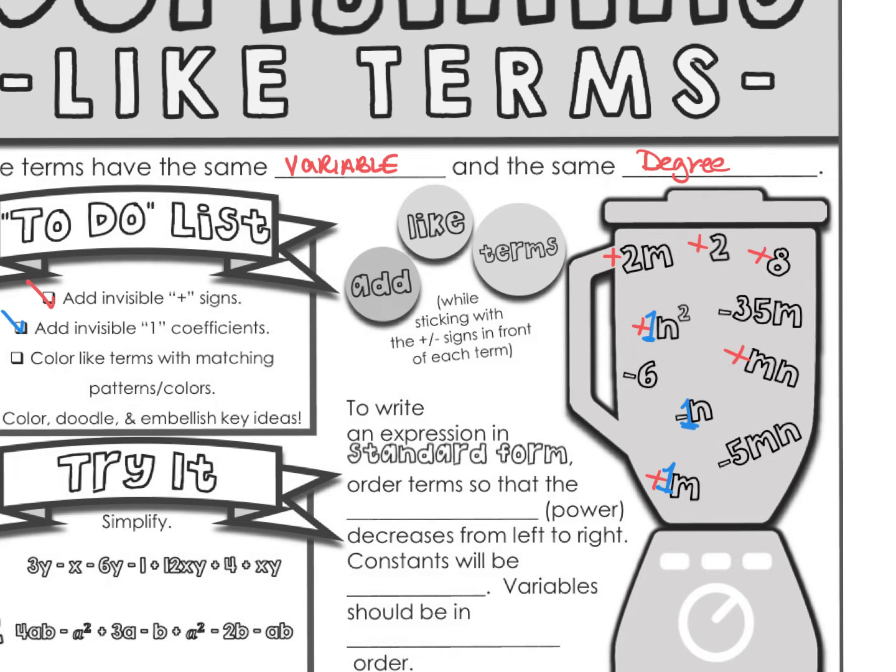Now, you, in your spare time, are going to go and color the like terms in matching patterns or colors, and then you can color the doodles and embellishments on the key ideas. So all the bubble letters. Color those bubble letters in when we're done so that you can get extra credit for your notes. You already get a grade for your notes. You will also get extra credit for your notes. All right.